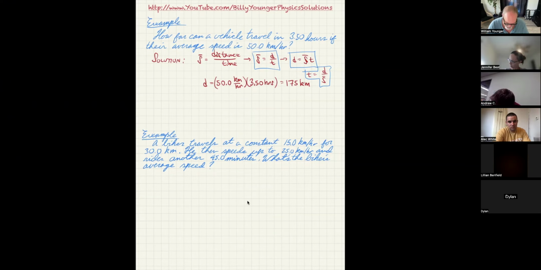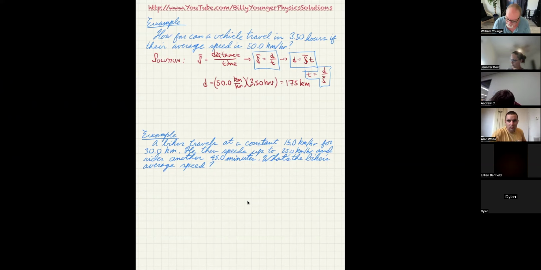Okay? Now let's look at another example. It says a biker travels at a constant 15.0 kilometers per hour for 30.0 kilometers. He then speeds up to 25.0 kilometers per hour and rides another 45 minutes. What's the biker's average speed? So this is not unlike one of the problems in your book, but I changed it up quite a bit as I did with the last one. I'm making it a little more complicated.